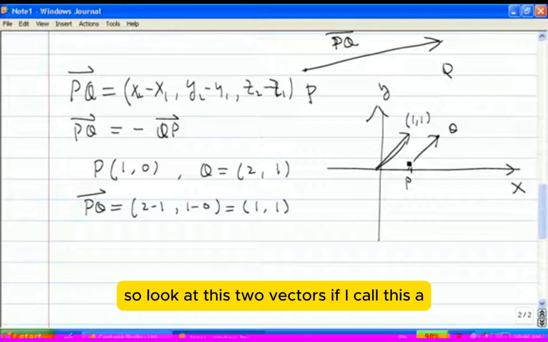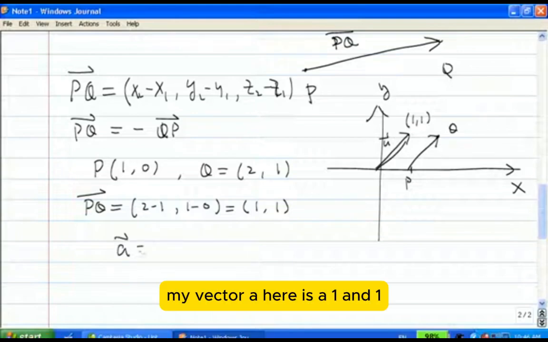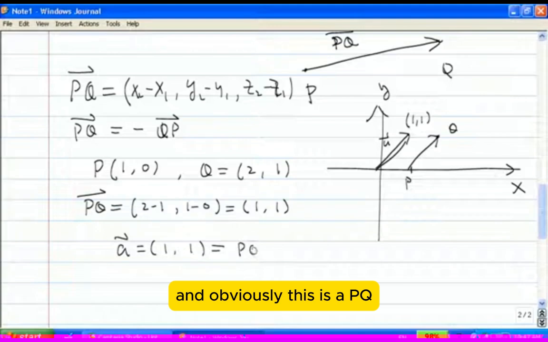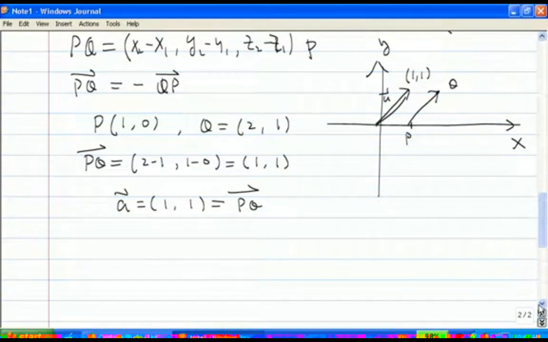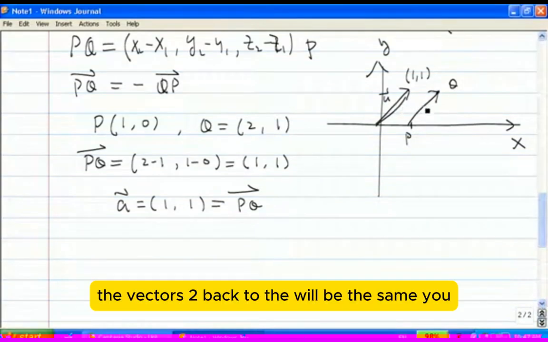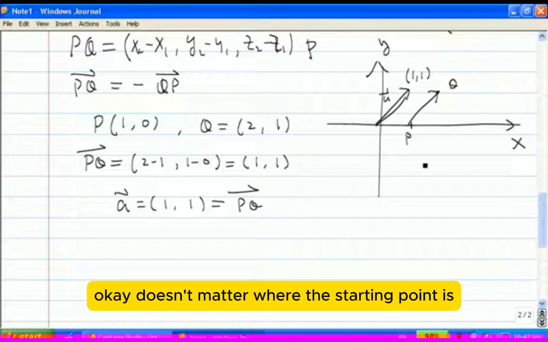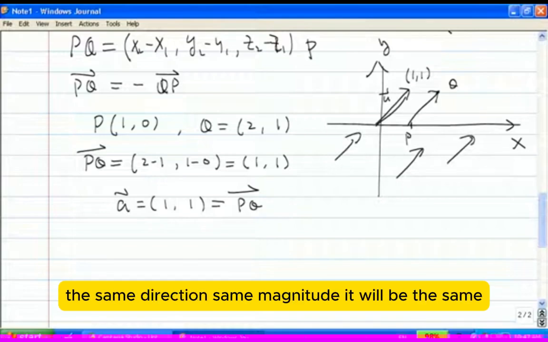So look at these two vectors. If I call this A, my vector A here is 1 and 1. And obviously this is PQ, the same. This example tells you that two vectors will be the same if they have the same direction and the same magnitude. It doesn't matter where the starting point is. I can have something like this, the same thing. As long as it has the same direction and same magnitude, they will be the same.